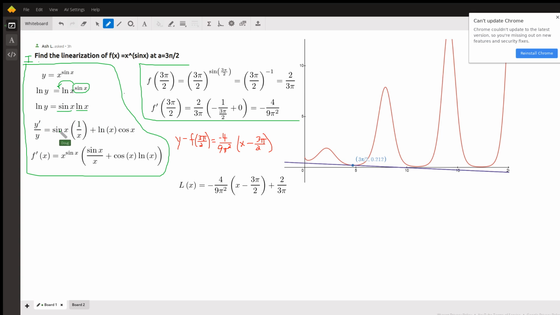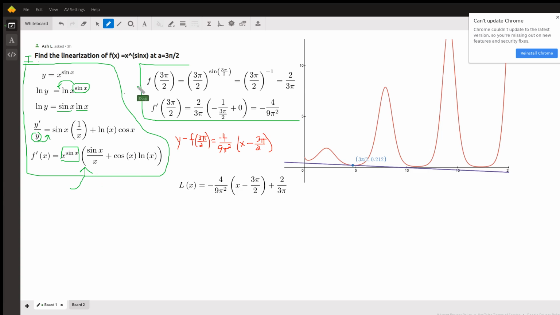So we'll take the first function times the derivative of the second, plus the second function times the derivative of the first. And on the next line, I'll replace y prime with f prime of x, and I will multiply both sides of this equation by y, which is x to the sine of x, so that's sitting out front, times sine of x over x plus cosine x ln of x. Okay, so there's your formula for f prime.